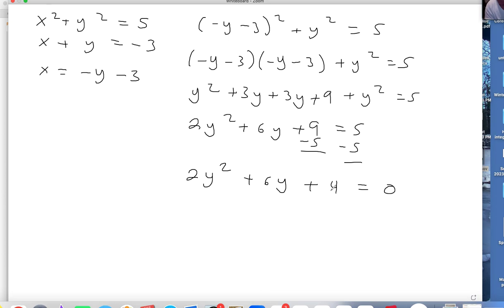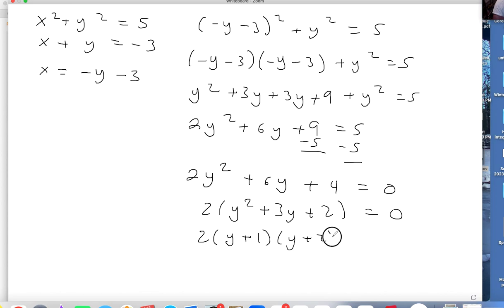I am noticing that I have a common factor of 2, so I'll factor that out front. And that's going to get me y squared plus 3y plus 2 equals 0. And then this factors, so I could just do what multiplies to 2 and adds to be 3. So that would be y plus 1 and y plus 2. So my zeros for this would be y equals negative 1 and y equals negative 2. So those are my y values.